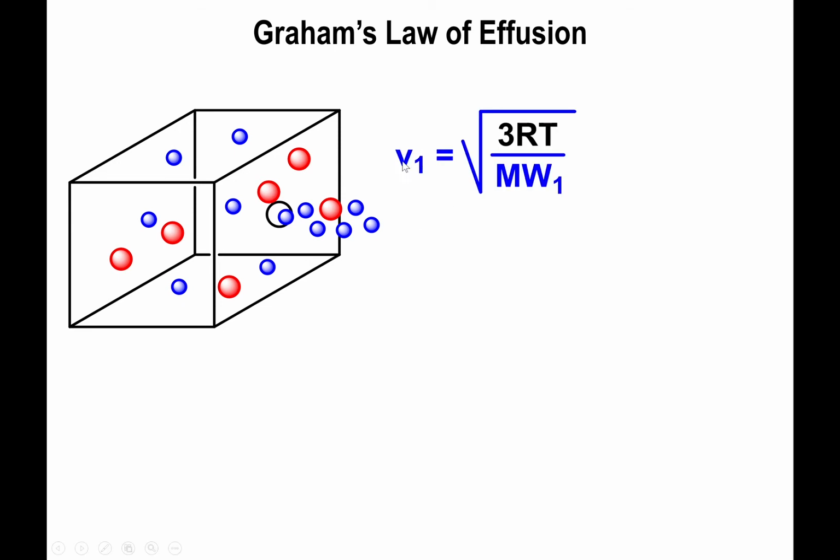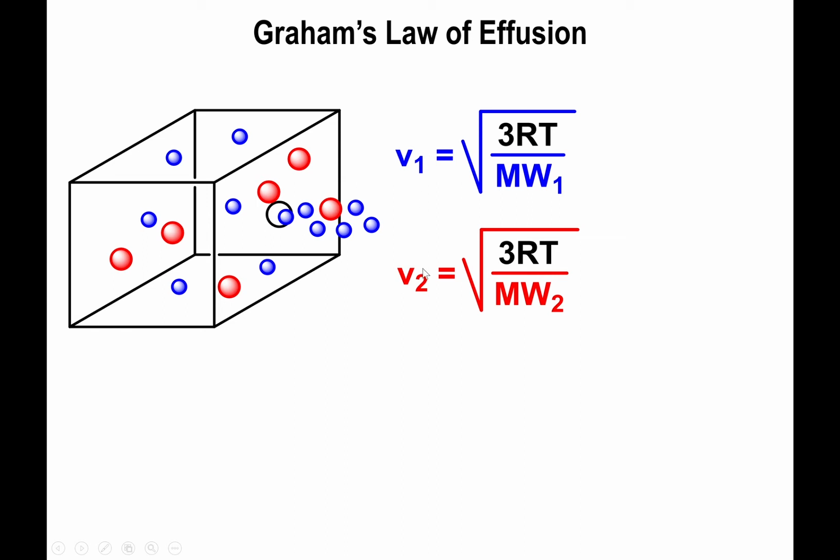We know that the speed of the blue gas will be given by the square root of 3RT divided by the molar weight of the blue gas. And we know that the speed of the red gas will be given by the square root of 3RT divided by the molar weight of the red gas. Okay, so here's how Graham's law of effusion takes place.